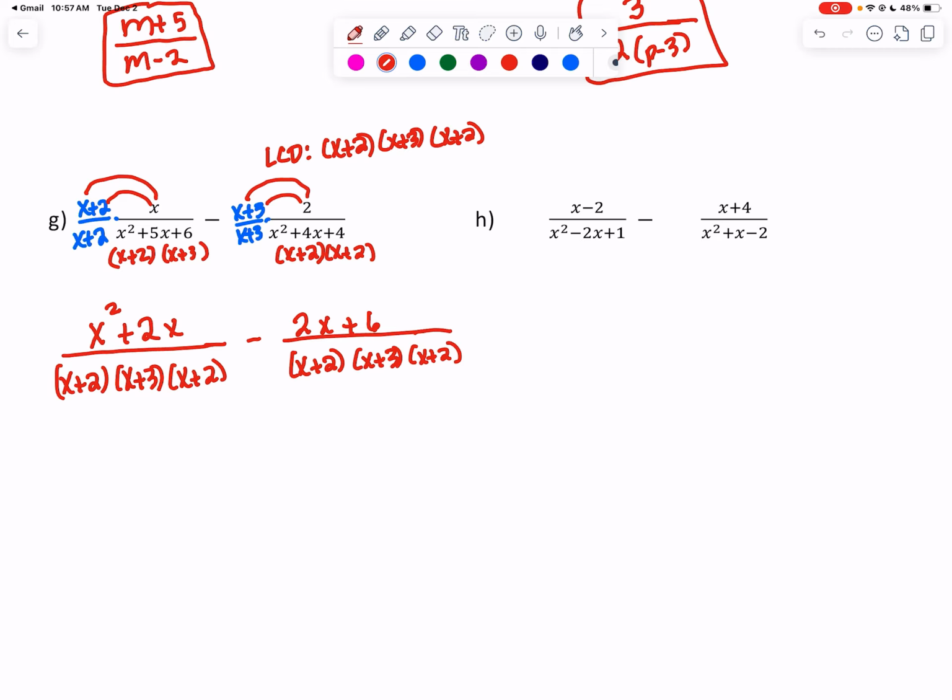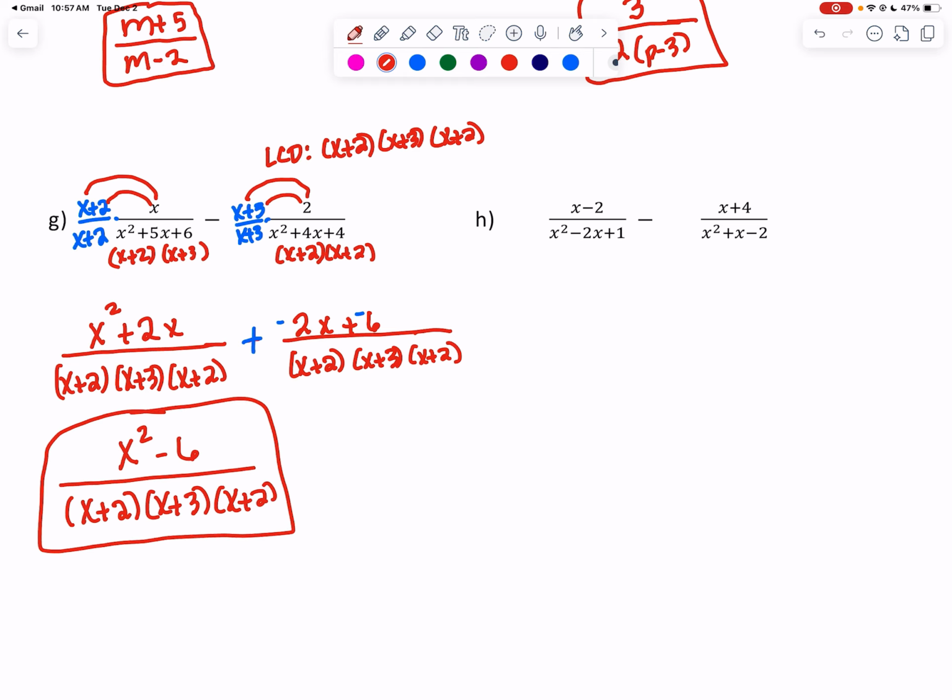All right, now we're ready for the part where most people make their mistakes. This is a subtraction, so we must change it to addition of the opposite. So subtraction becomes addition. Positive 2x becomes negative 2x. Positive 6 becomes negative 6. All right, now combine like terms. We have x squared. 2x minus 2x is 0, and then we have negative 6. And then our LCD is x plus 2, x plus 3, x plus 2. This will not break down any further, so final answer.